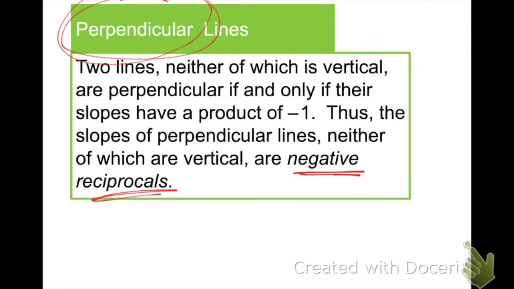So if one line has a slope of 1/3 and you want a line that's perpendicular to that, you would use a slope of negative, and then if you flip it, it'd be 3/1. So positive 1/3 and negative 3 are negative reciprocals. Negative means I change the sign, reciprocal means I flip it. If one of my lines had a slope of negative 2/3, and I wanted a line that was perpendicular to it, I would need a slope that's a negative reciprocal of negative 2/3. So I would change the sign and I would flip it, so it would be positive 3/2.